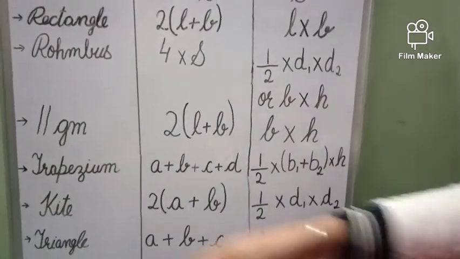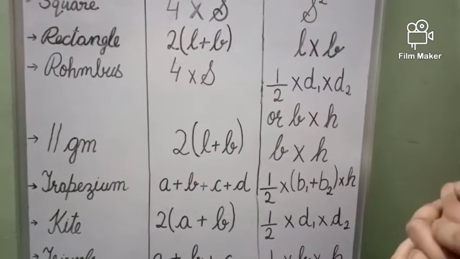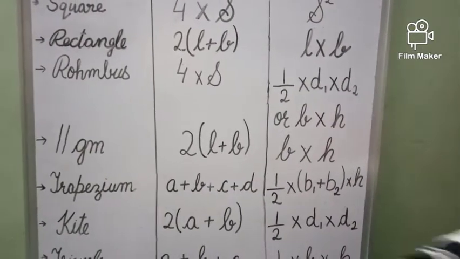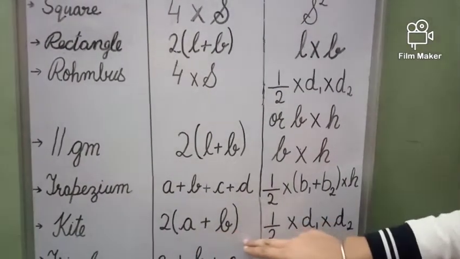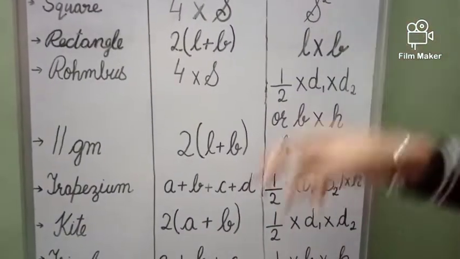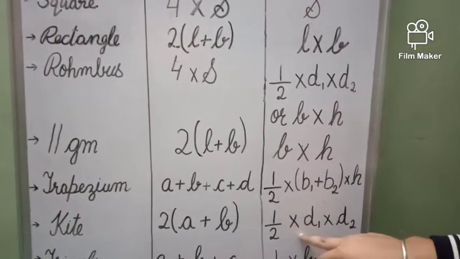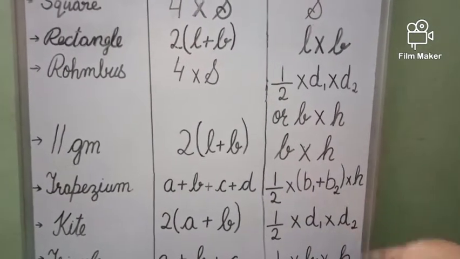Our next figure is a kite. So to find the perimeter of a kite, the formula used is 2 in brackets (A plus B). And the formula to find the area of a kite is 1 upon 2 into D1 into D2.